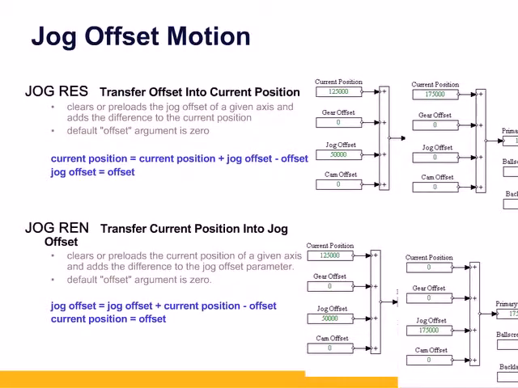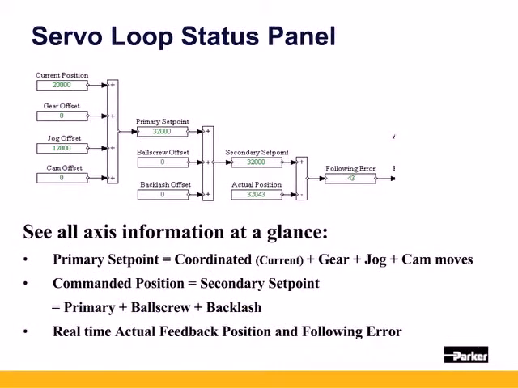As a reminder from the status panel training session, the servo loop status panel allows seeing the entire setpoint summation for an axis in real time, and also gives the actual feedback position and the following error. This is helpful in seeing the coordinated current position moves in addition to any gear offset, jog offset, cam offset moves, which are summed to be the primary setpoint. Those are added to the ball screw and backlash offset to become the secondary set point, which is the commanded position.